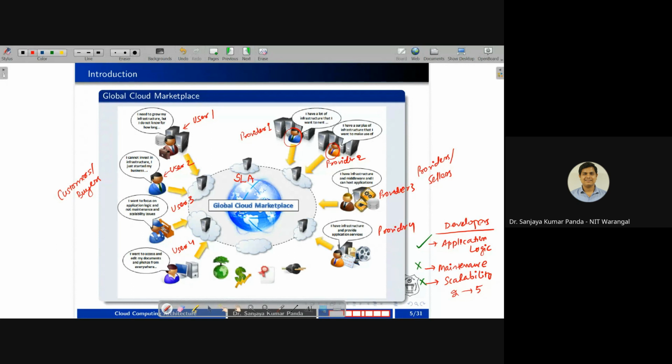So this concept is not new. This cloud marketplace has been there since 2008, from the birth of cloud computing. There are many companies that have benefited from the cloud marketplace. So let us see some of the companies that have benefited from the global cloud marketplace.